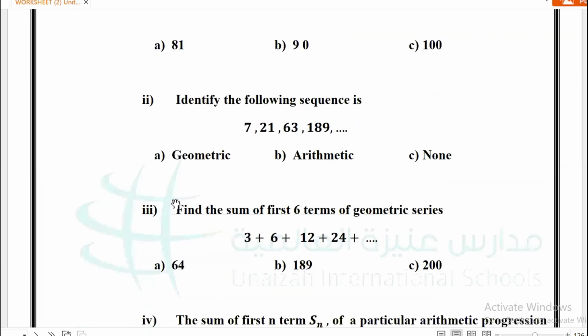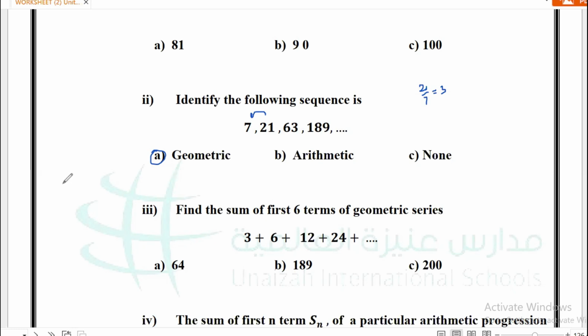Identify whether the following sequence is geometric or arithmetic. It cannot be arithmetic because the common difference is not the same. We can think about geometric as well. If you divide the second term by the first, we get 3, the same as 63 divided by 21, 3, and if we check the last one, 189 divided by 63 gives us again 3. So it's a geometric progression or sequence. Next, find the sum of the first six terms of the geometric series. So remember a is 3.